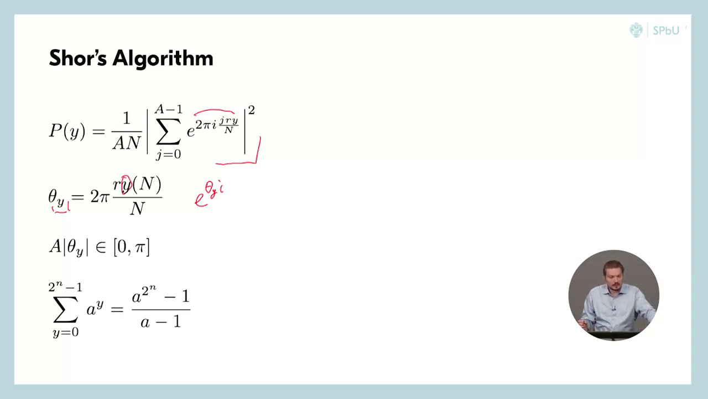And now we are going to distinguish some y's which are in some sense better than the others. For those y's which satisfy this equation, we will call them good y's. And we are going to estimate the probability of measuring good y's. And for this expression here, if we rewrite it with the variable change, let's do it.